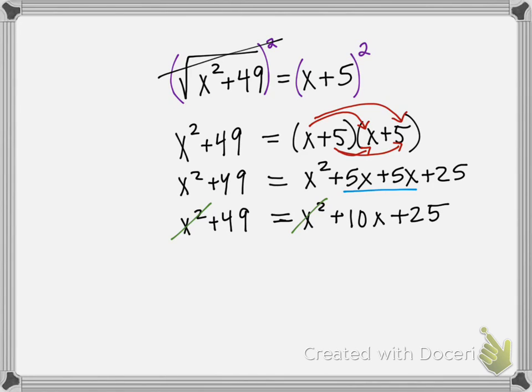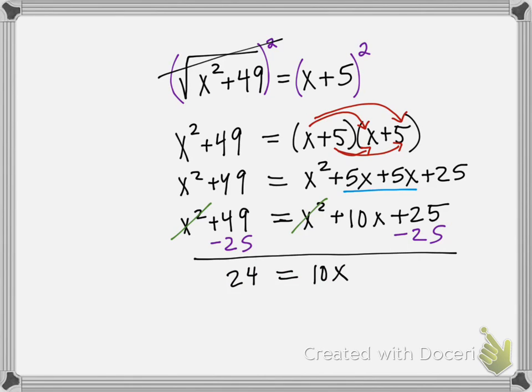So I'm going to get the x isolated by subtracting 25 from both sides. So on the left-hand side, I have 24, and that's equal to 10x. One last step to isolate the x, divide both sides by 10. So I get x is equal to 24 over 10, and I can reduce that. I can divide the top and bottom by 2. So that gives me 12/5.